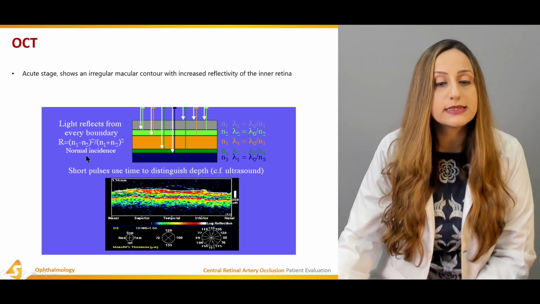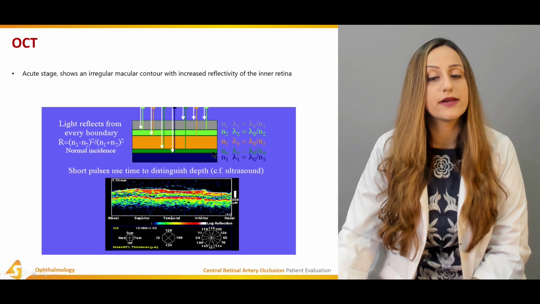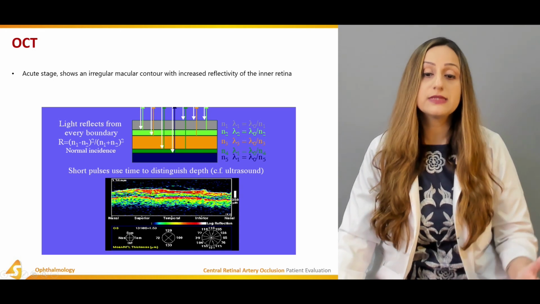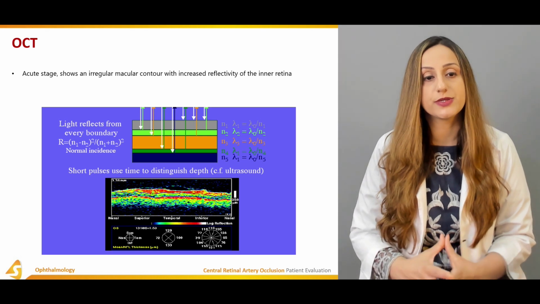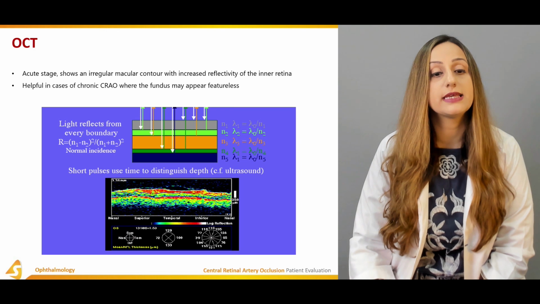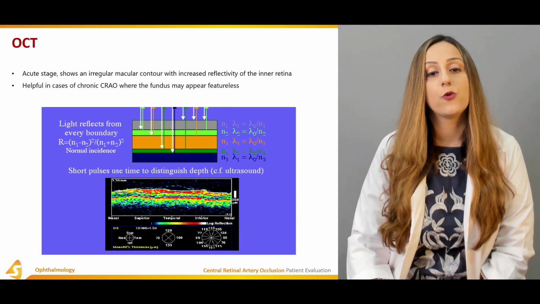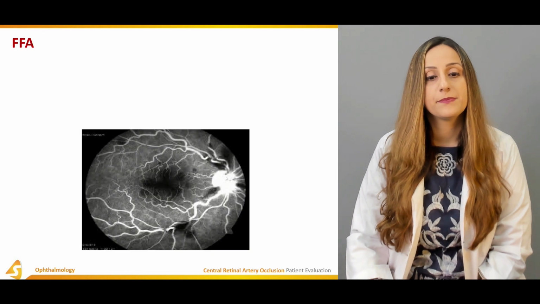This is a normal incidence, and these are the different variations of the incidences that are noted down, and the mean is basically different in different cases. Different formulas are devised for this technique of the OCT, which is helpful in cases of chronic CRAOs where the fundus may appear featureless.